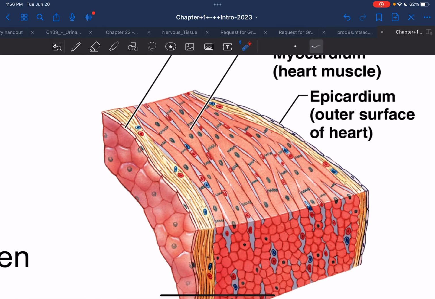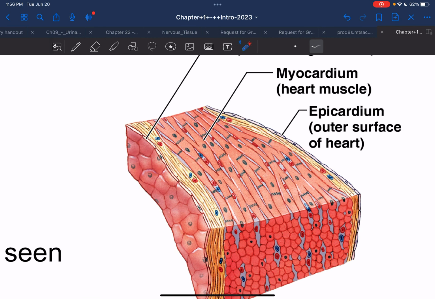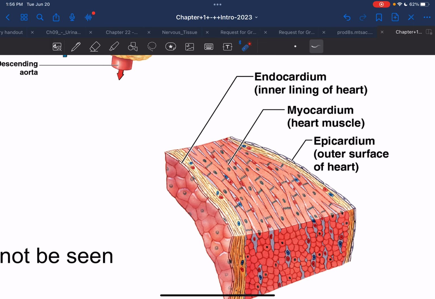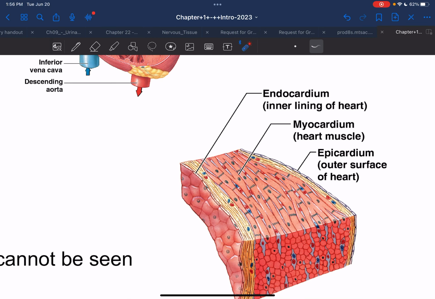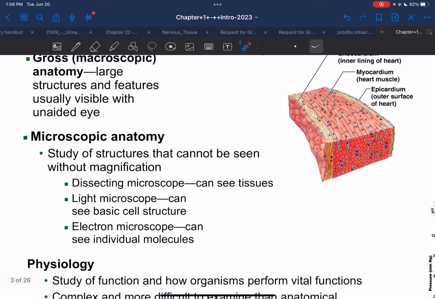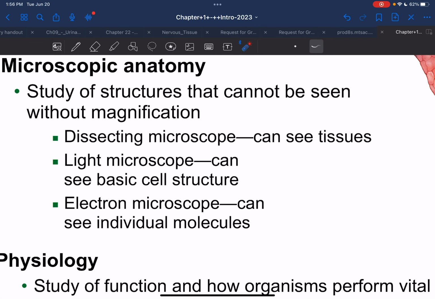When you look closely, though, you would not be able to see the individual cells without a microscope. That's the real difference between microscopic anatomy and gross anatomy: we're able to see things at a cellular level when we look through a microscope. There are different forms of microscopy: dissecting, light, electron. Each one has a different level of strength.